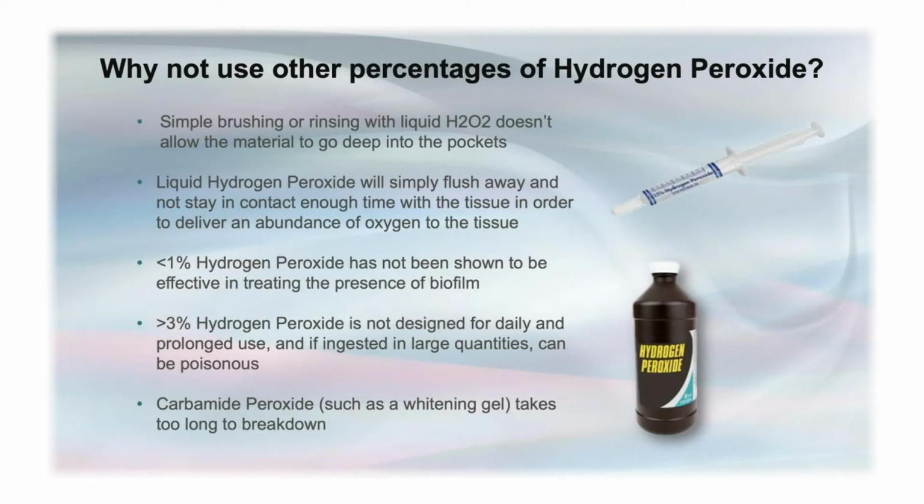Hydrogen peroxide has not been shown to be effective in treating the presence of biofilm, but 1.7% has. But 3% hydrogen peroxide is not designed for daily use, because if you ingest it in large quantities, it can be poisonous. And the Perio Restore not only gets the gel in the pockets, but it also increases the tissue, it makes it healthy, and you can tell the patients too, it gives them fresh breath, and it also whitens your teeth. Whitening gel takes too long to break down, so we can't do that. And plus the whitening gel trays, we don't want it on the tissue.